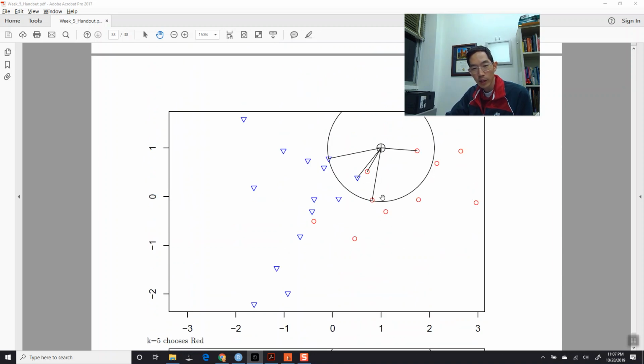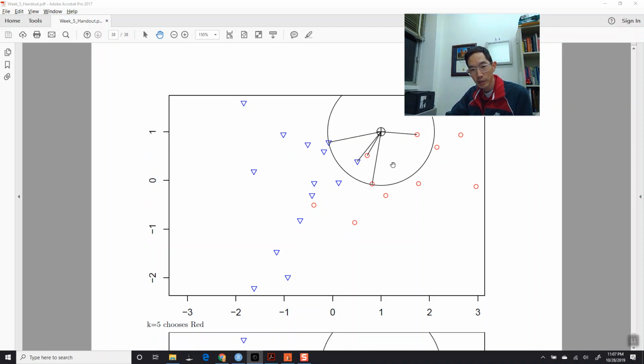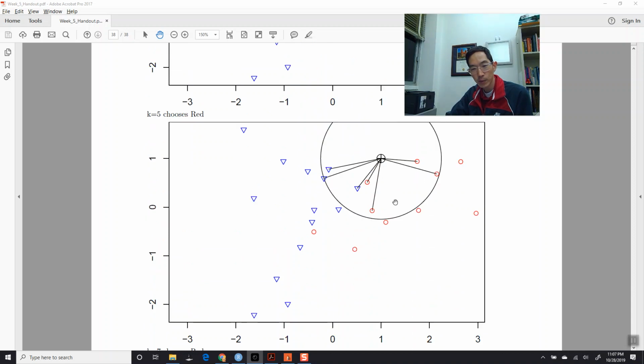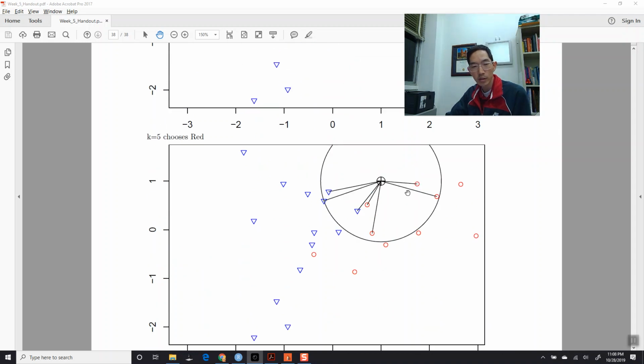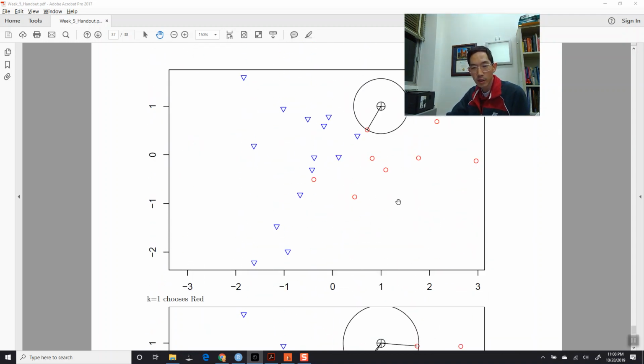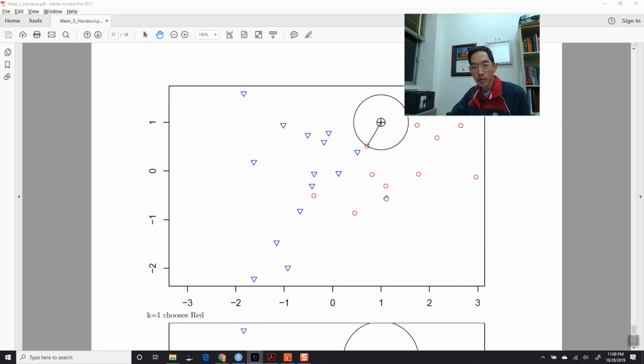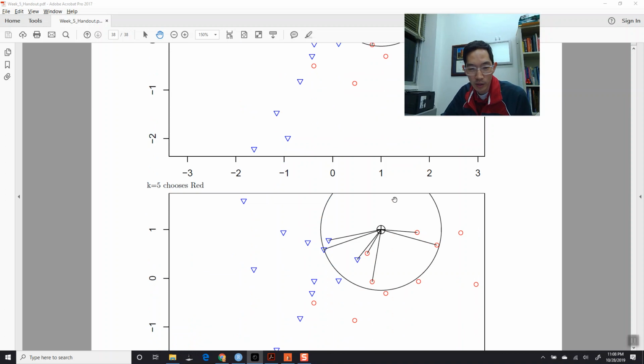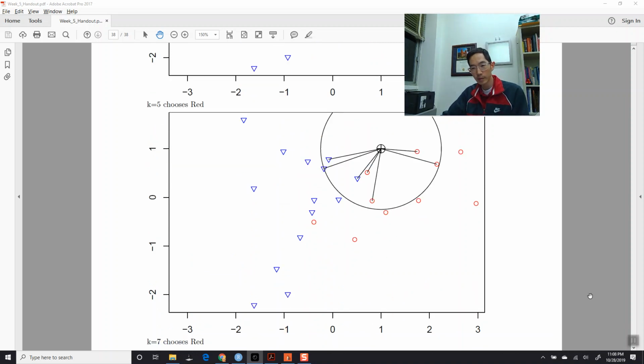With k equals 5, these are the 5 closest data points in our training data. We got 3 red and 2 blue, so we're still going to choose red. And with k equals 7, we got 1, 2, 3, 4 that are red, 3 that are blue, so we're still going to choose red. So this test case is going to get classified as red for k equals 1, 3, 5, and 7. And you can keep going higher there.